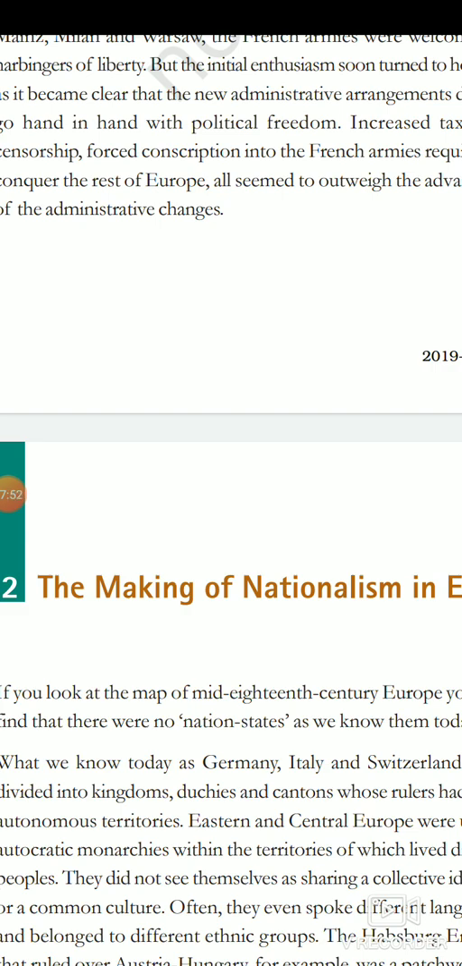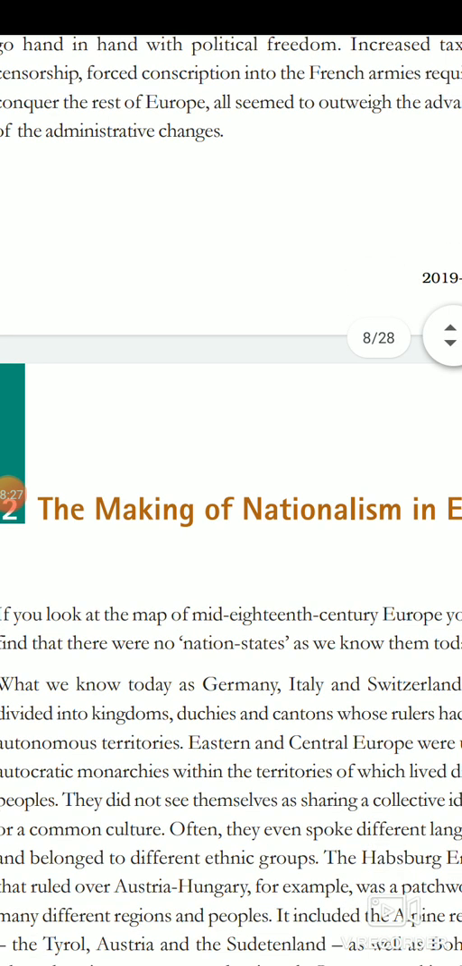Today's Germany, Italy, and Switzerland were divided into kingdoms, duchies, and cantons whose rulers had their autonomous territories. So today's Germany, Italy, Switzerland, at that time were divided into many parts. Eastern and Central Europe were under autocratic monarchies within the territories of which lived diverse people. They were not sharing a collective identity and a common culture. They had no collective identity, no common culture, no common civilization. They were divided into many parts. Even they spoke different languages and belonged to different ethnic groups.